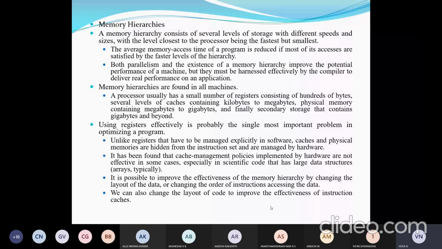A processor has a small number of registers consisting of hundreds of bytes, several levels of caches containing kilobytes to megabytes, physical memory containing megabytes to gigabytes, and finally secondary storage that contains gigabytes and beyond. So these are the different hierarchy levels present in all computer machines.